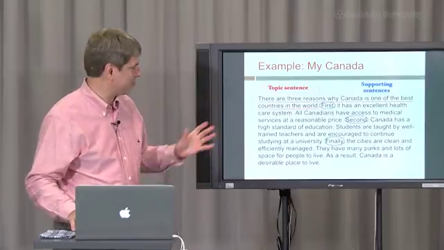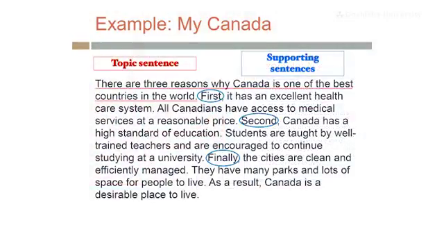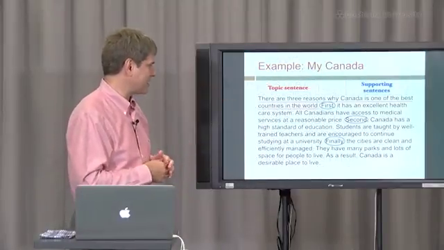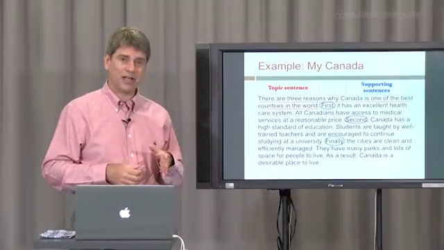Then we have the supporting sentences. In this case, we have 6 supporting sentences, 3 supporting ideas, each with 2 sentences. One that states what it is, so for example, it has an excellent healthcare system, and then another sentence that explains that. All Canadians have access to medical services at a reasonable price.